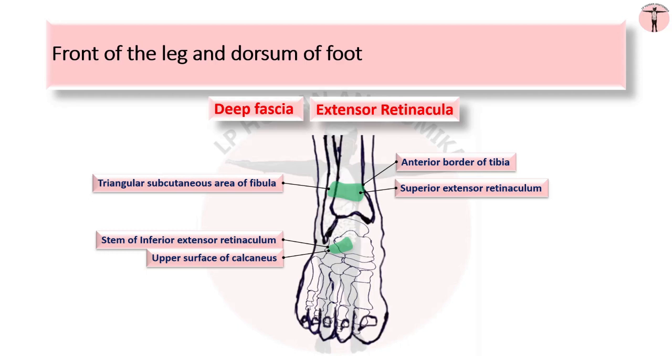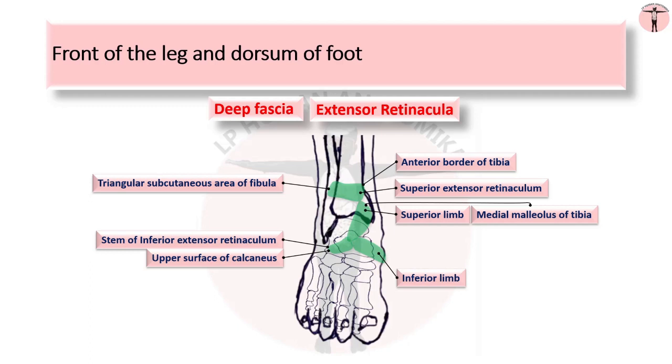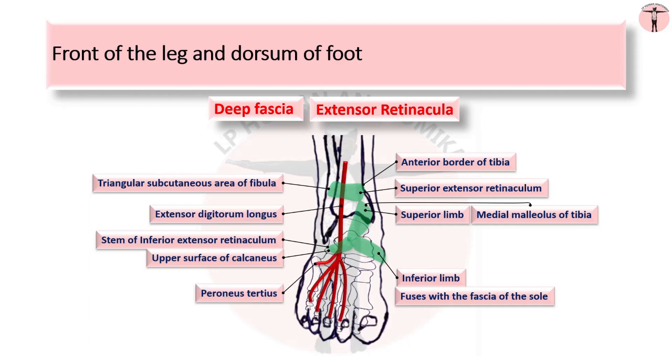Medially, the limbs of the Y separate from each other. The superior limb or band is attached to the medial malleolus of tibia. The inferior limb or band passes to the medial side of the foot and fuses with the fascia of the sole. The deep fibers of the retinaculum turn back on themselves, forming loops around the tendons. There are two loops, one around the extensor digitorum longus and peroneus tertius, and another around the extensor hallucis longus, and the anterior fibers extend on the tibialis anterior.